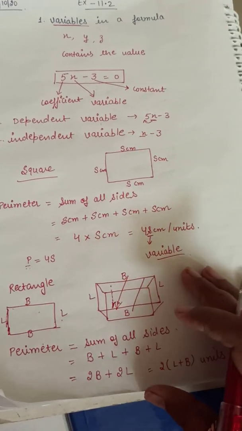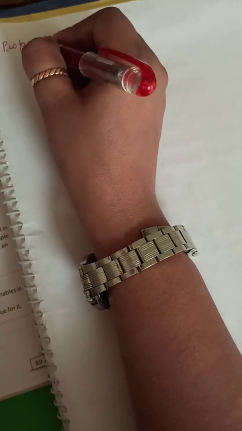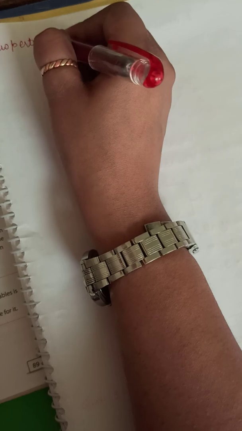After this, there are 6 properties of whole numbers, like the associative property and the commutative property, right? These are the properties of whole numbers.